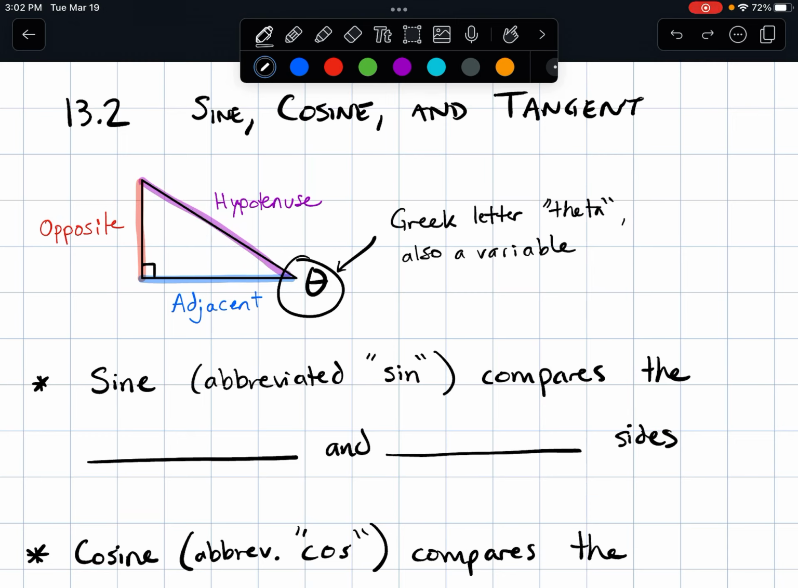So some people sometimes make the mistake and call this the adjacent side, but that can't be the adjacent side because there has to be a hypotenuse, and we know the hypotenuse is always opposite the right angle. So don't make that mistake of calling the hypotenuse the adjacent side. The hypotenuse is always the longest side, and then the adjacent is the other side that's next to your angle.